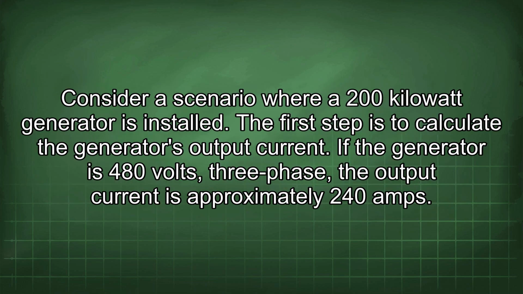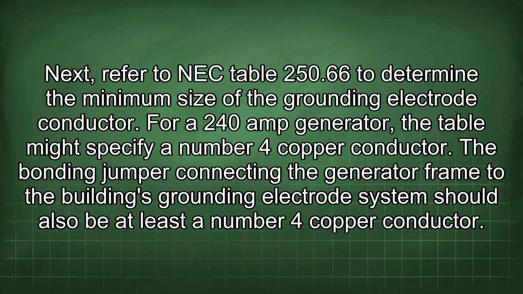Consider a scenario where a 200 kilowatt generator is installed. The first step is to calculate the generator's output current. If the generator is 480 volts, three-phase, the output current is approximately 240 amps. Next, refer to NEC Table 250.66 to determine the minimum size of the grounding electrode conductor. For a 240 amp generator, the table might specify a number 4 copper conductor.